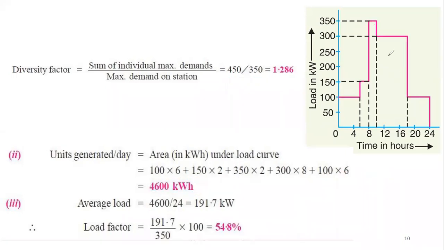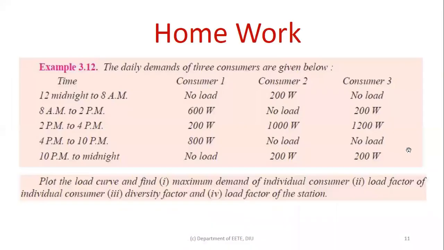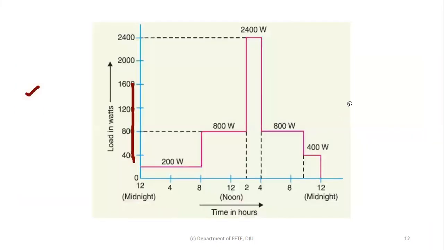I have shown two types, and one more example will be for your homework, in a similar way, and it's very easy. You see that the division is already given: 12 to 8, 8 to 2, 2 to 4, 4 to 10, and 10 to midnight. So the division is already given. We don't need to divide anymore. We just need to plot. So let's see how this will be your homework. You will see by yourself, but I am still giving you a small idea about it.